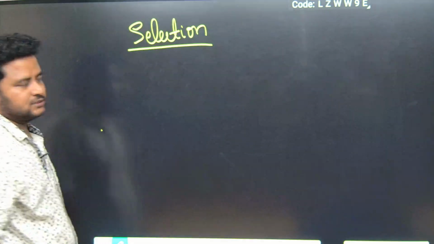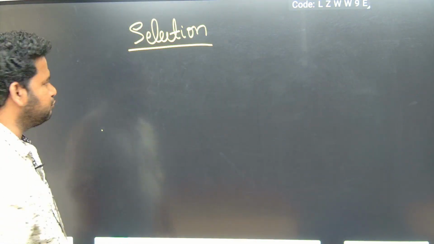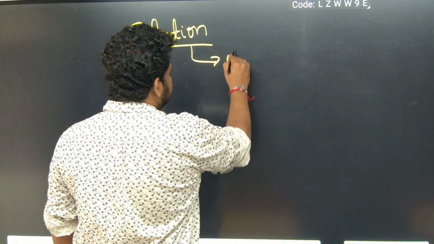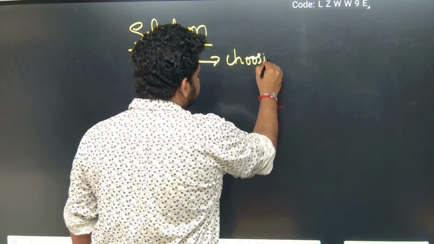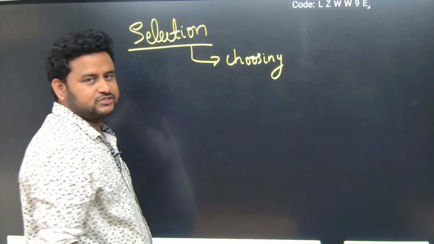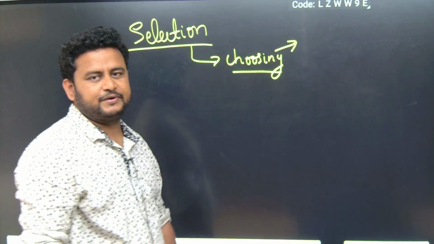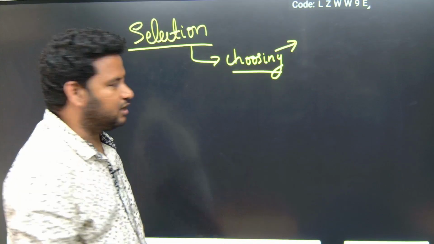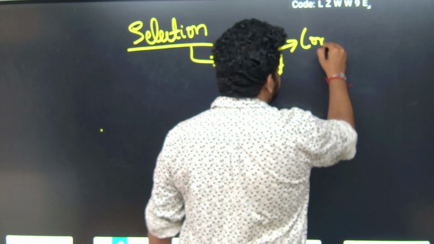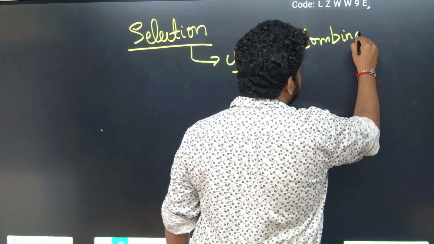Selection. Selection means you are choosing something. For choosing, what do we use? Permutation and combination. On that choosing or selecting, we call it combination. So that means we will be studying about combination here.